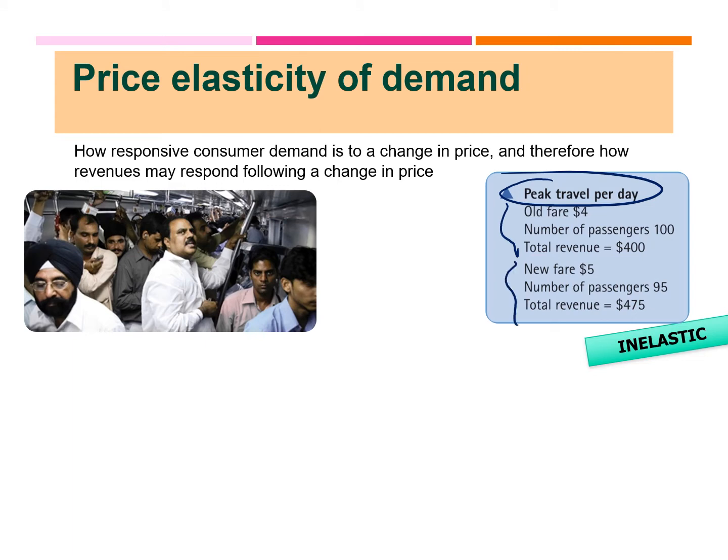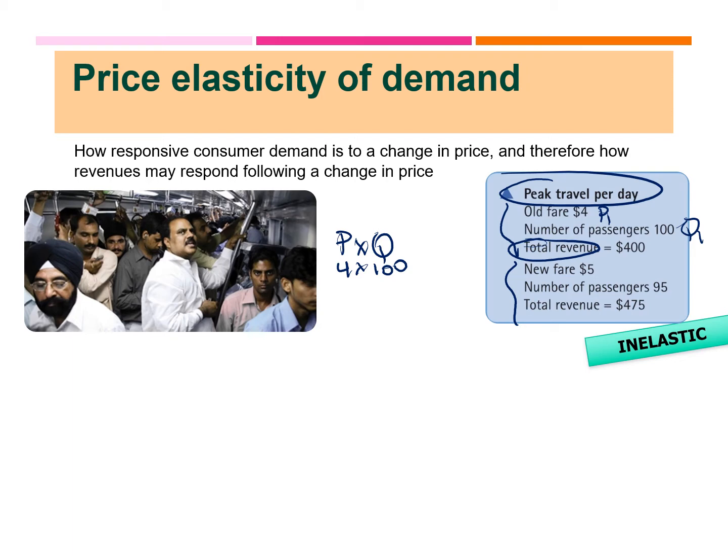So here I have an old price, which is P1, the ticket was $4 and I only had 100 passengers. This would be my Q1. They ask us to find total revenue. Now, definitely as a producer, the higher the total revenue, the better it would be for me. So the total revenue, I would always calculate by doing price times quantity. And in that case, it would be 4 times 100, and my total revenue was $400.